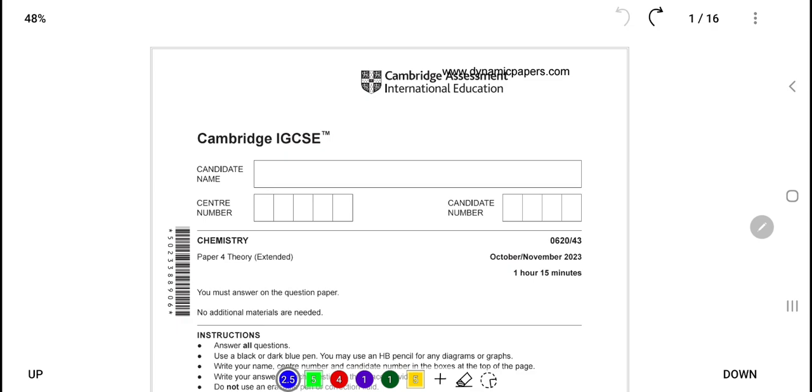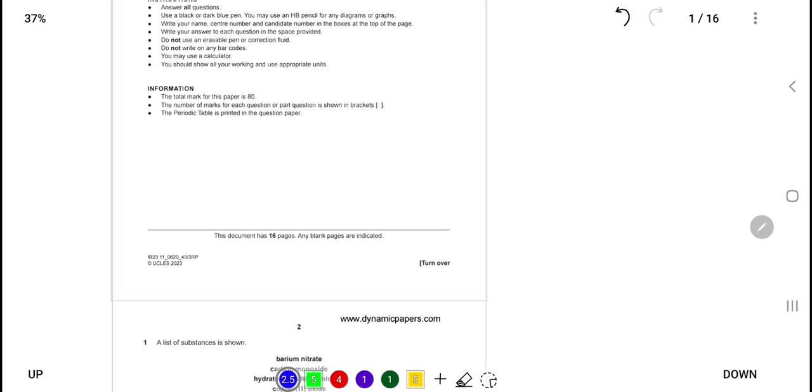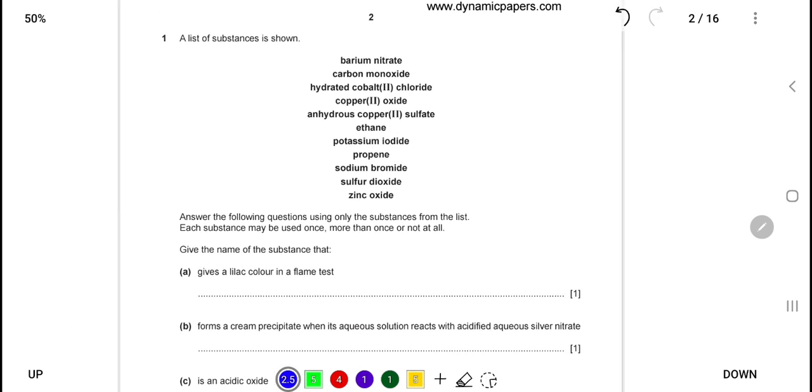Hello guys, today we'll be solving this new past paper, October-November 2023, 33. So let's start. For the first question, they gave you a couple of compounds and they have questions about them.